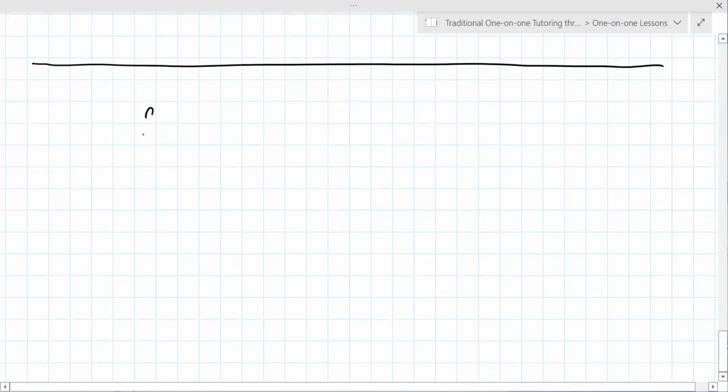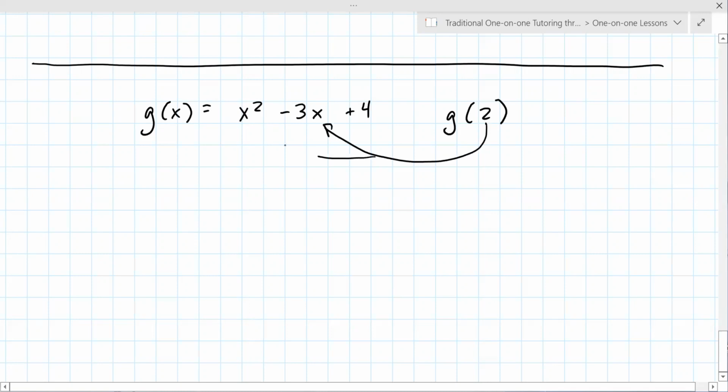Let's say g of x equals x squared minus 3x plus 4. Wait, minus 2? Yes, minus 2. Okay. I want you to find g of 2. So you're going to put that 2 in wherever you see an x. Okay, all right, I got this.